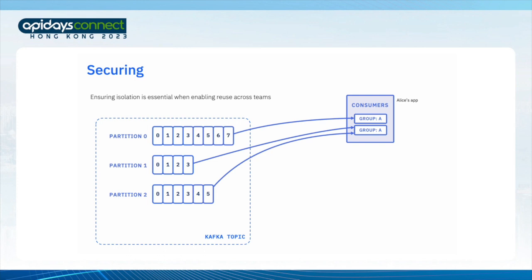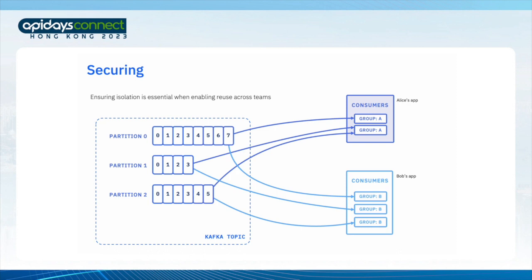Now Alice doesn't need to do anything in particular to make this happen. It's baked into the Kafka protocol. It's how Kafka applications work. And when Alice's colleague Bob writes a different app to process events from the same topic, he needs to make sure he uses a different group ID.